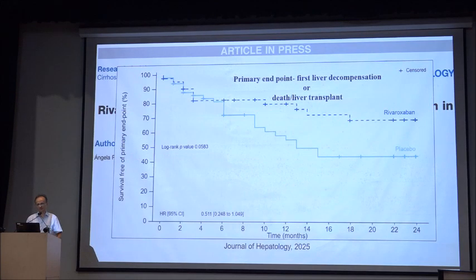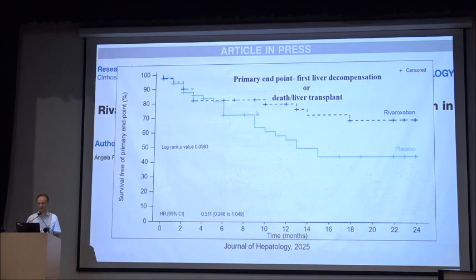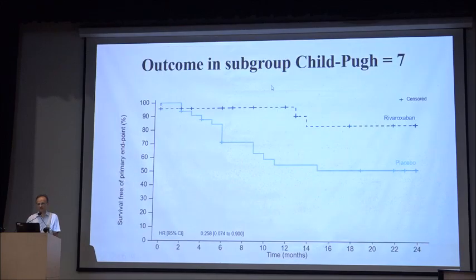And even in those patients who received the rivaroxaban, although the sample size was not achieved, still there was a tendency for improvement in survival. As we can see here, the primary endpoint was the first liver decompensation, death or liver transplant, whichever comes first. So there was a tendency to have better survival in the patients who received rivaroxaban. Specifically, the outcome was very favorable in the Child-Pugh 7 stage, where the beneficial effect could reach statistical significance, indicating that the anticoagulants, if they are to be given, should be given in the earlier stage of portal hypertension and not in the later stages.